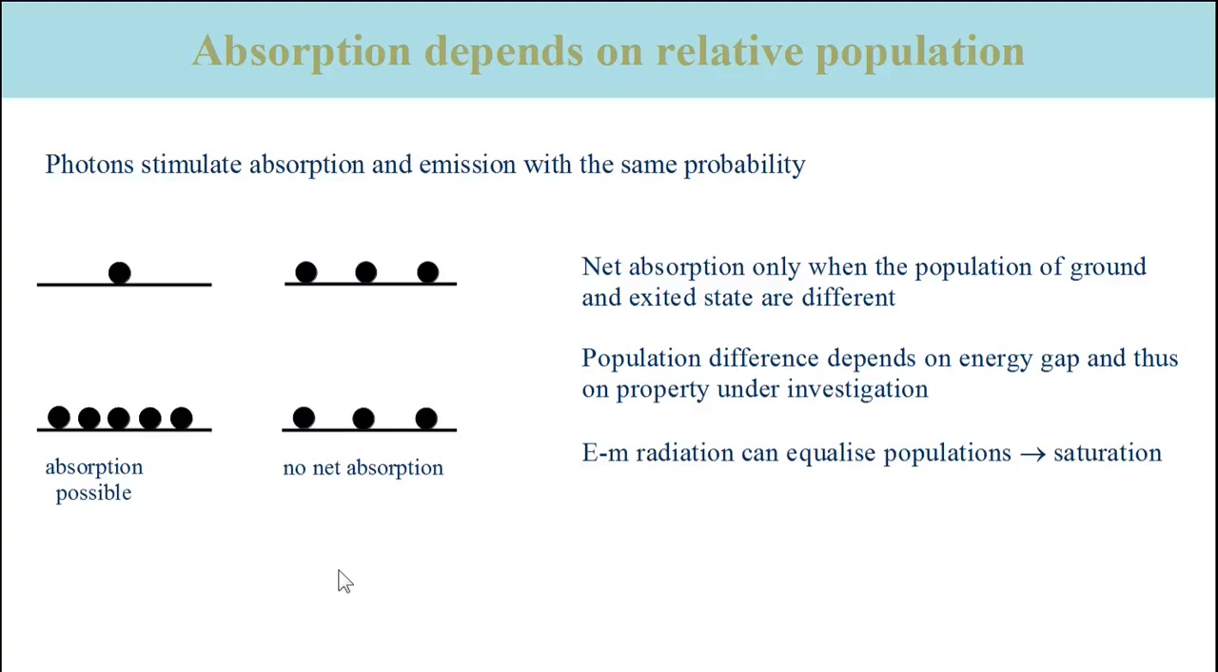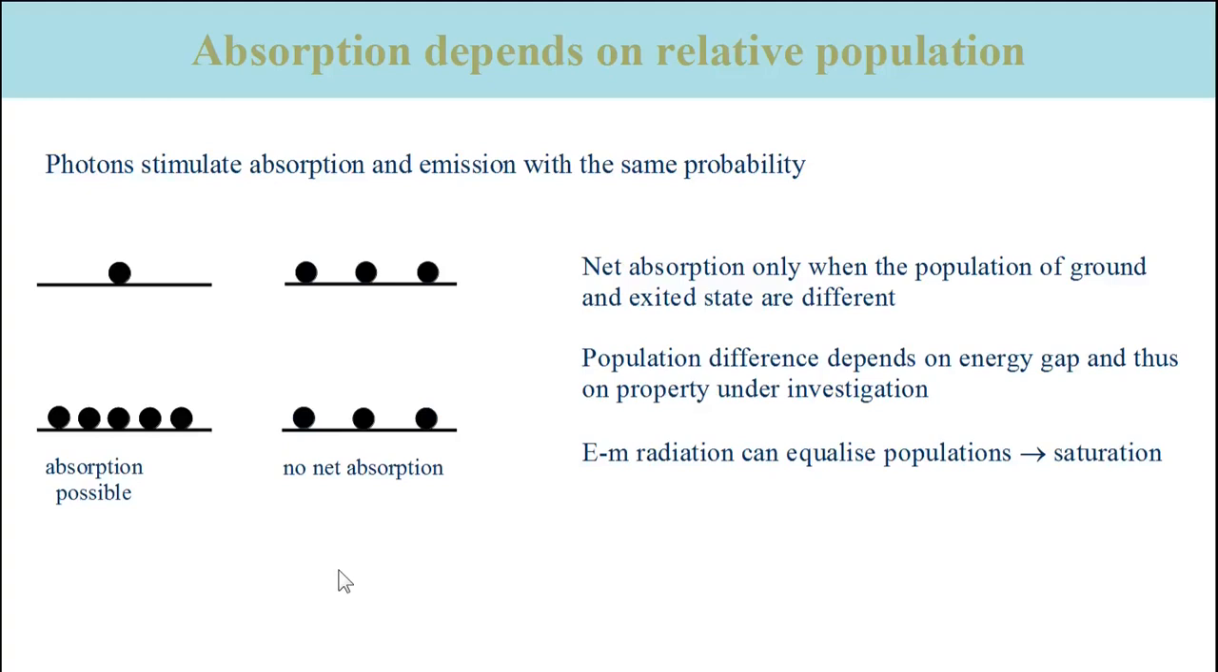The population difference between ground and excited state depends on the energy gap according to the Boltzmann distribution, as discussed before. However, it may change also during a spectroscopic experiment.